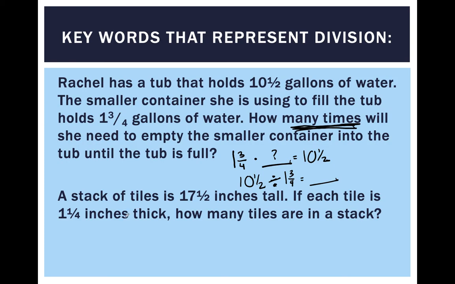In the second example, a stack of tiles is 17.5 inches tall. If each tile is 1 1/4 inches thick, how many tiles are in a stack? The key word here is each tile is 1 1/4, and similarly to the one above, how many tiles, knowing that each one is 1 1/4 inches thick. So this is similar to the first example. 17.5 is the total height divided by each one to figure out how many there are.